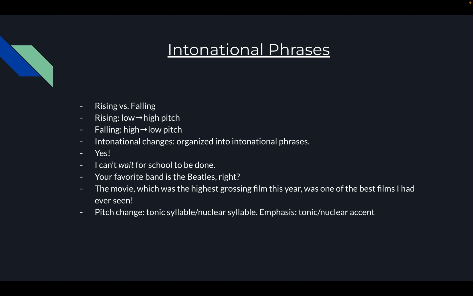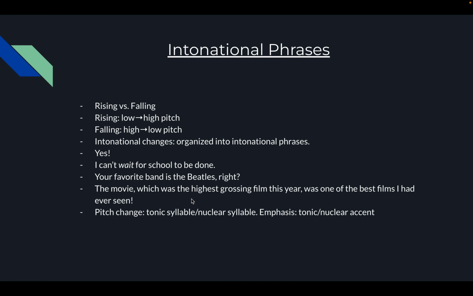Intonational phrases. Intonational changes are organized into intonational phrases. They can be rising or falling. Rising, you're going to have low to a high pitch, and vice versa for falling. So, I can't wait for school to be done. Your favorite band is the Beatles, right? So you got a rising.